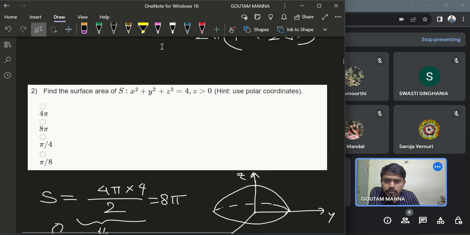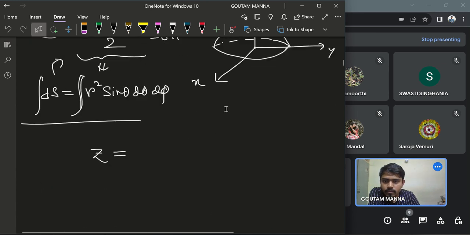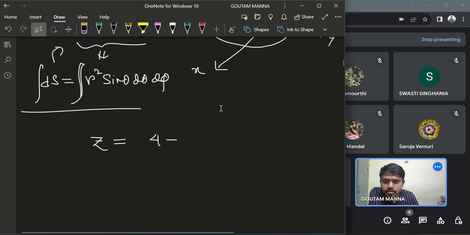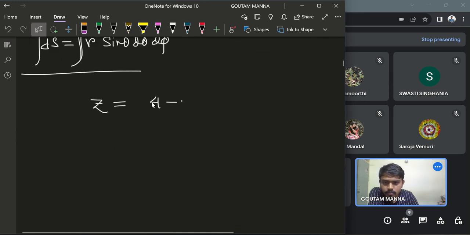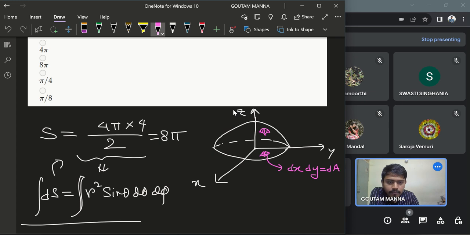So then z equals to root under 4 minus x square minus y square, right? Now consider a surface element in the xy plane, that is dx dy, and let me call it dA, and let me call this ds. So ds will be the surface element on the curved surface, corresponding to this dA surface element in the xy plane.